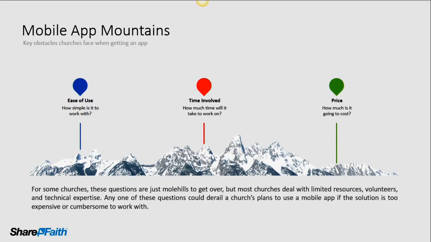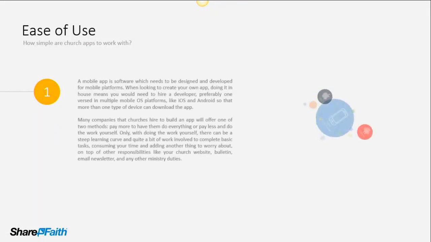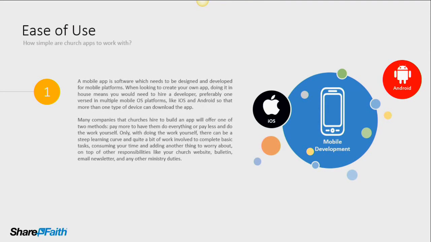So the first thing we'll look at is ease of use. So let's go ahead and check that out. Now, with ease of use, what I'm talking about is being simple to work with. It's nice, the idea of having a church app, but what's the process of actually getting something like this developed?